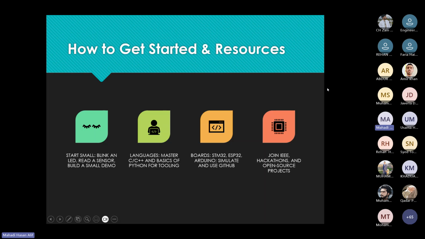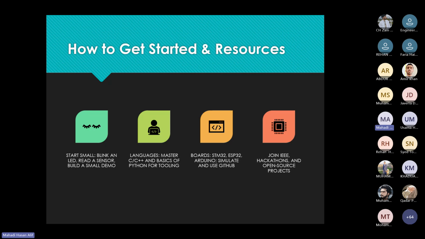And now let's get into some practical part. How to get started and where to find the resources. These are questions everyone has. I myself also had those questions: okay, I'm motivated now, but what to do now? How do I proceed? So basically, the thing is very simple.